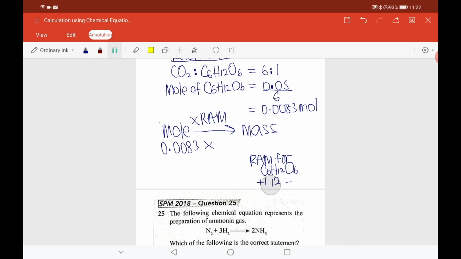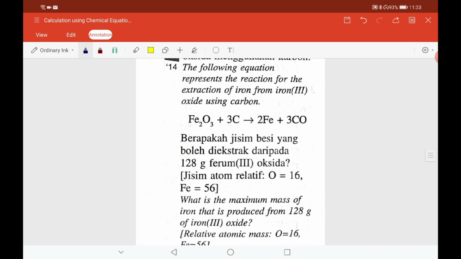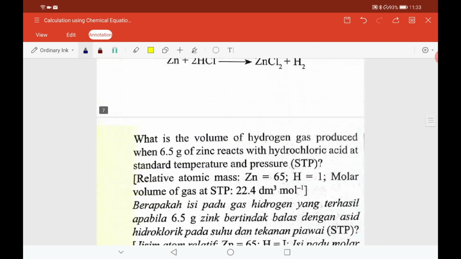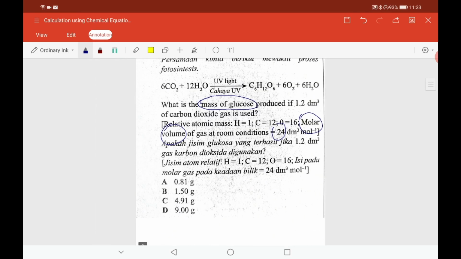So I should put a space here, sorry. Okay, I move here. 6 times 12, 12 times 1, 6 times 16, so I'll get 180. So 180 is the RAM for the glucose. So 180 put here, okay. So then you multiply with the answer 0.0083, which is the mole that we have.